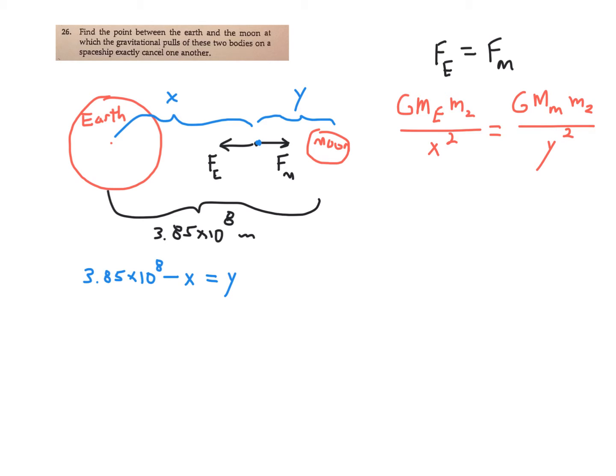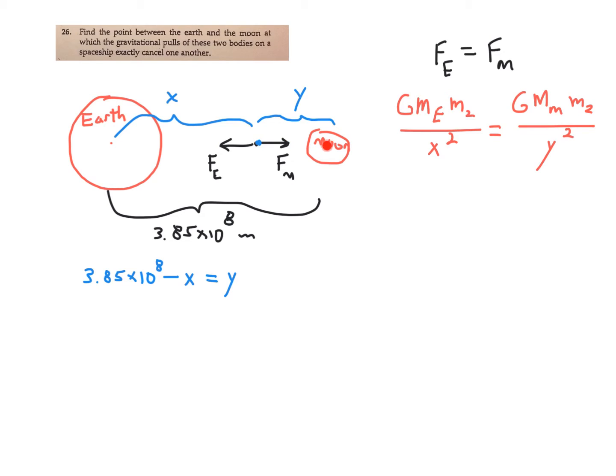Day 76, Honors Physics, Universal Gravity, Problem 26. Conceptually, it's probably one of the more difficult problems we've done this year. So let me explain a little bit here. We have the Earth and the Moon, not to scale.